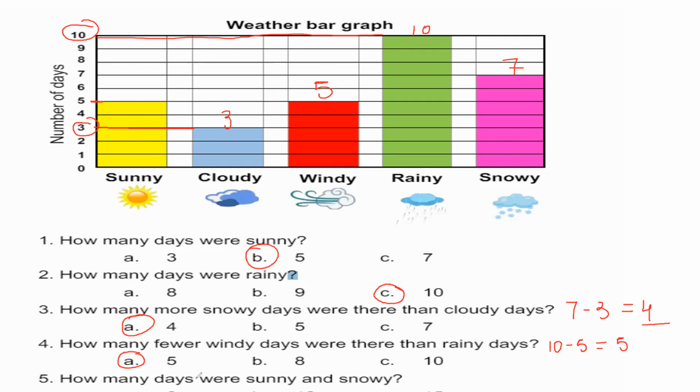And for the fifth one, how many days were sunny and snowy combined? Sunny and snowy, that's going to be 7 plus 5, which is going to be, 7, 8, 9, 10, 11, 12. It's going to be 12. Very good. Okay, 12. All right. Good stuff.